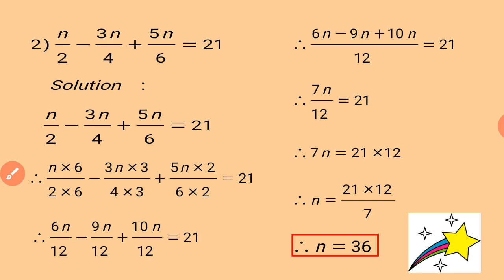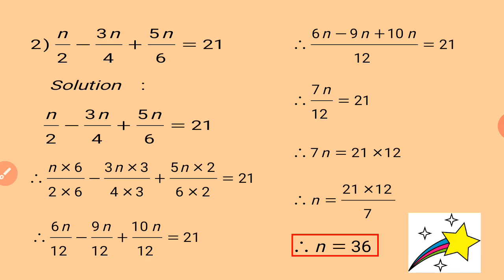The next step is very easy. You have to just multiply the things and get the answer. Now, as the denominators are same, you are going to just solve the numerator. The numerator gives you 7n upon 12 remains as it is, equal to 21, that was on the right hand side.